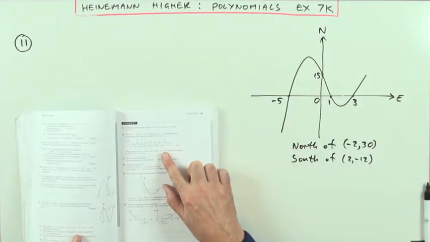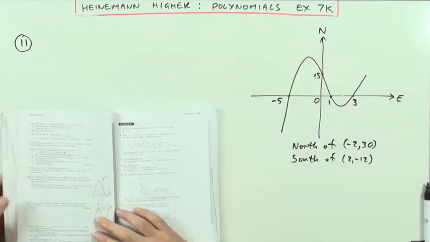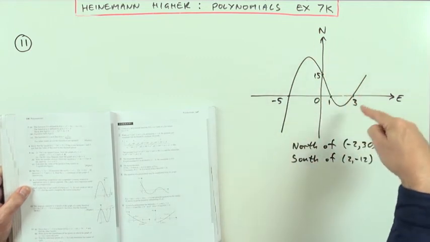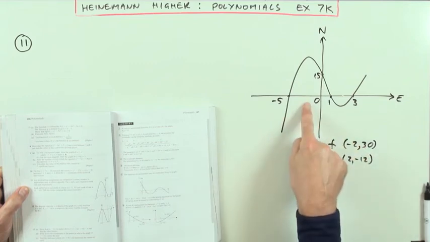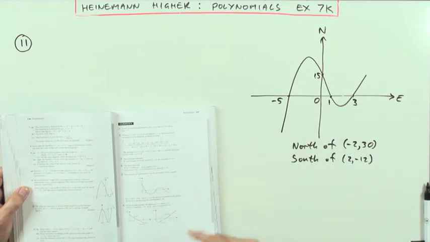Heinemann Higher, Chapter 7 Polynomials, the mixed exercise 7k at the end. Number 11. It says in a windsurfing competition, somebody follows this particular course. To do it successfully, they'd have to pass north of a point (-2, 30) and south of a point (2, -12).